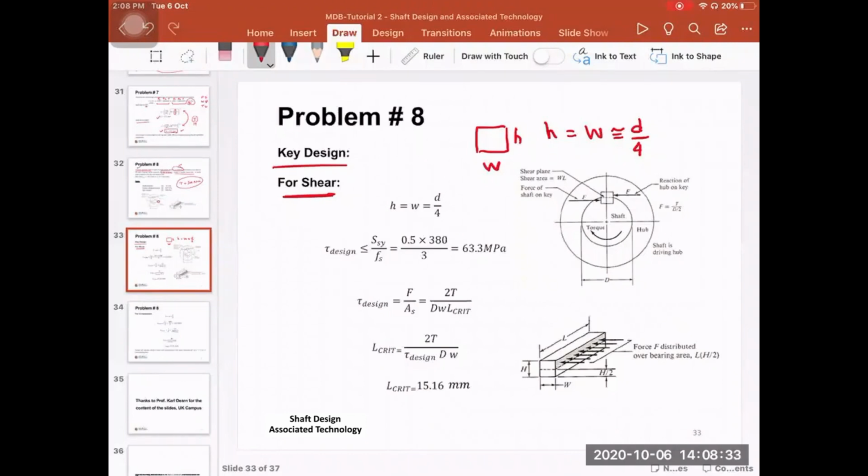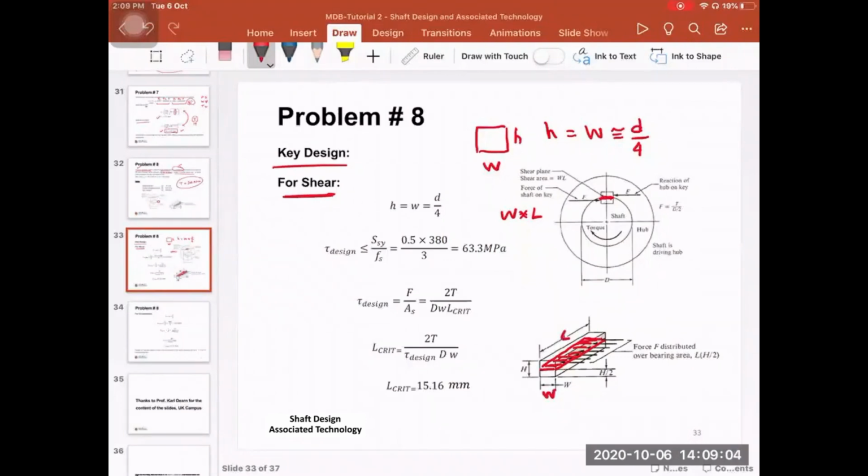So here at this portion, it just shows the shear area. So the shear area here is W multiplied by L. Here, if you look at this graph, it is this area here. This is the shear area, where here is W and the length is L. So L multiplied by W is your shear area.